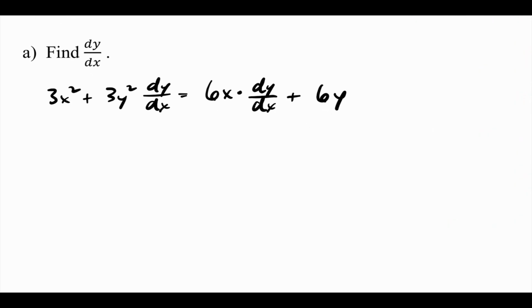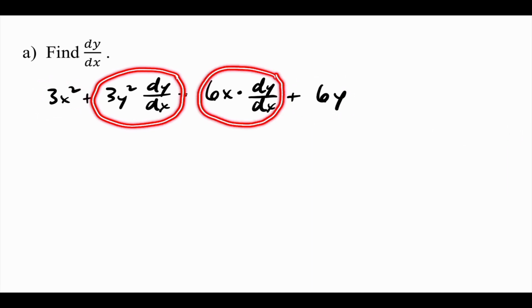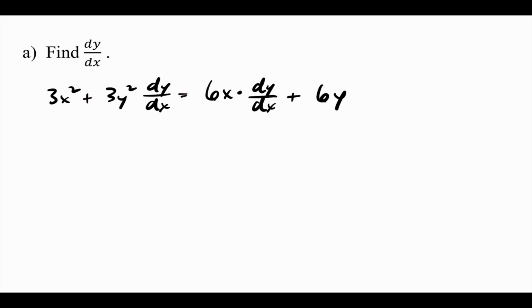Okay. Since we don't have any points to plug in, I'm going to solve for dy/dx. So there's two terms that have a dy/dx, and two terms that don't. These two terms do not have a dy/dx, so I'm going to put them on the same side. These two terms have a dy/dx, so I need to put them on the same side. Which side? It doesn't matter. It doesn't matter which side.